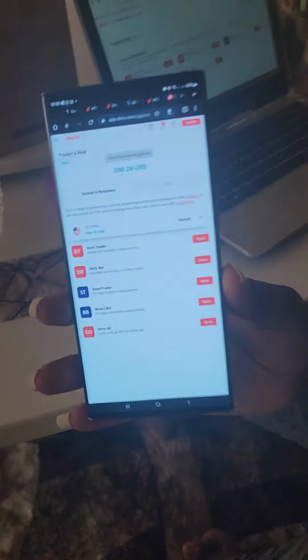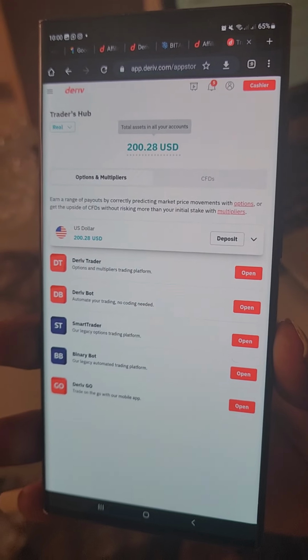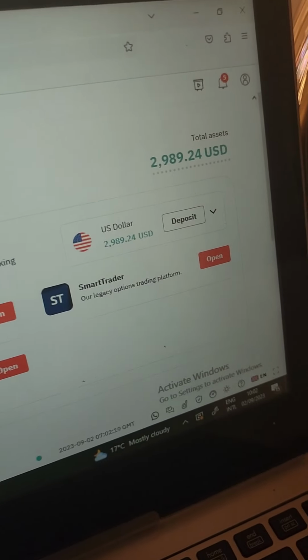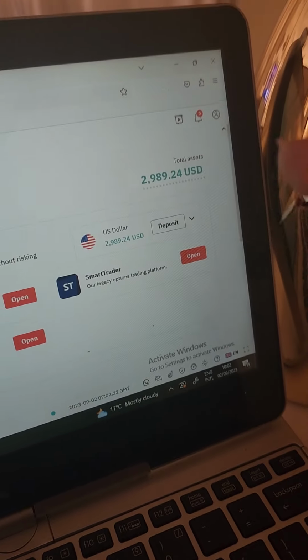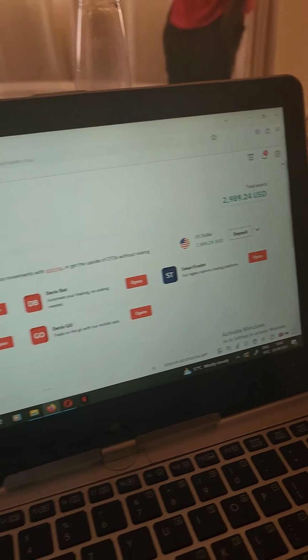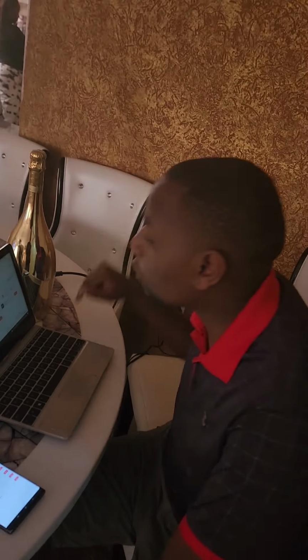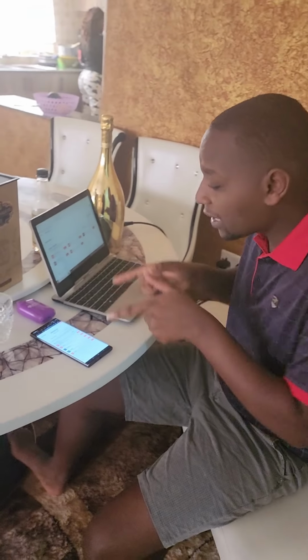Hello guys, today I want to grow these two accounts. Nataka kugrow hii account iko na $200. This account that has $200, and I want also to grow this account that has $2,989. The account that we grew from $100 yesterday. We grew it from $100 to $2,989. So guys, I want to grow these two accounts.